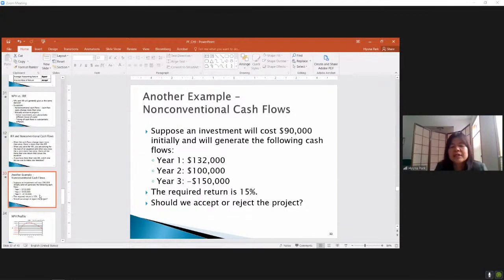So here is a numerical example. Suppose you are looking at an investment project that will cost 90,000 initially. So that means year zero cash flow is negative 90,000. And year one cash flow is 132,000, year two, 100,000, year three, negative 150,000. So the required return is 15%. So should we accept the project or reject the project?